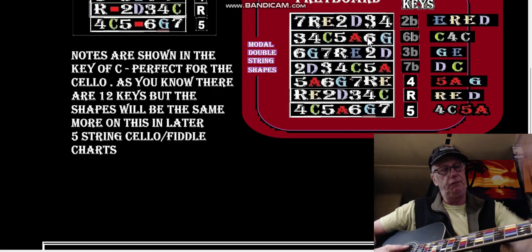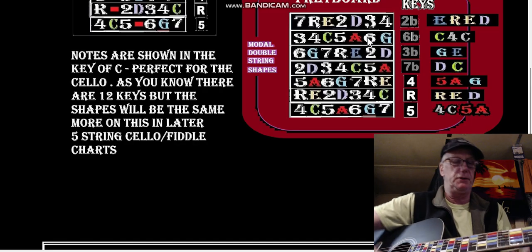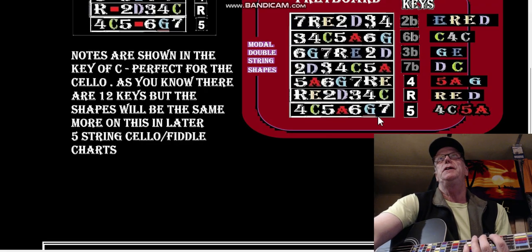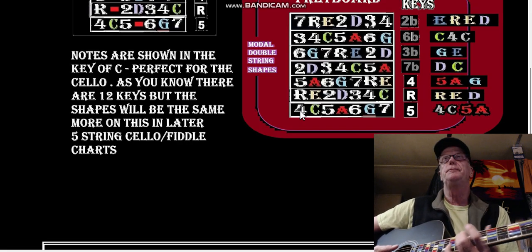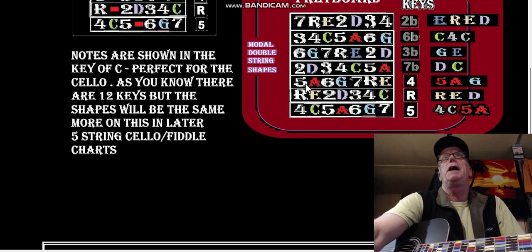You could go with the fourth and build on the fourth. 4, 5, 6. Right there. The modal string shape in guitar is 4, 5, 6. The modal string shape in cello and fiddle is double the guitar modal string shape: 4, 5, 6, 7. We always add one note. And by the way, these go backwards.